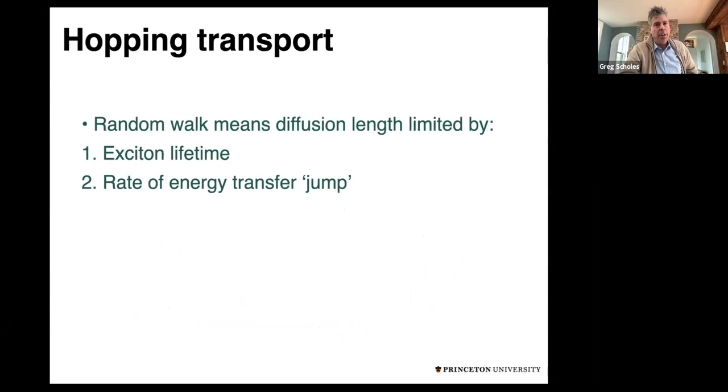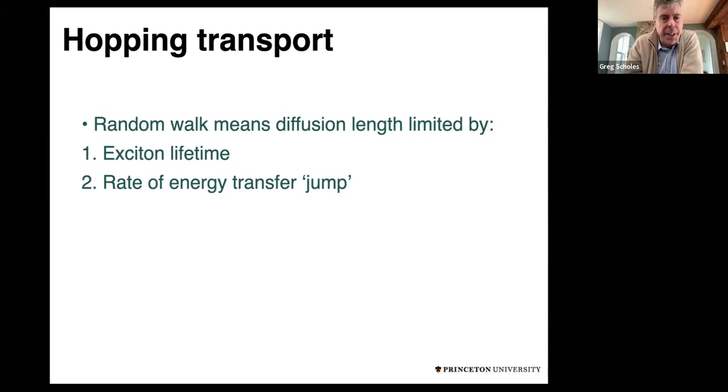Okay, so what limits? I'll come back to Förster theory, but first a couple of words. Well, often people talk about exciton diffusion length, how far can excitation go? What are the limits for that? At the end of the day, it's going to be limited by the excitation lifetime. I mentioned it was 4 nanoseconds for chlorophyll. And compared with that, the rate of each of the energy transfer jumps from whatever is the donor to whatever is the acceptor, that's really going to limit our random walk. And there's not too many ways of getting around this.